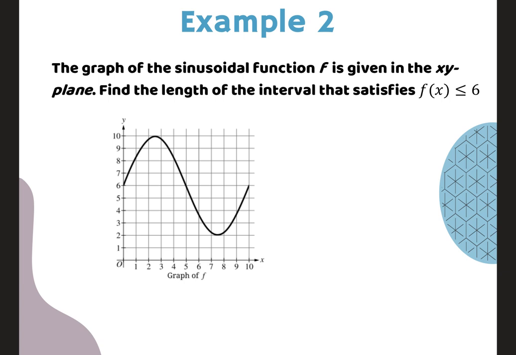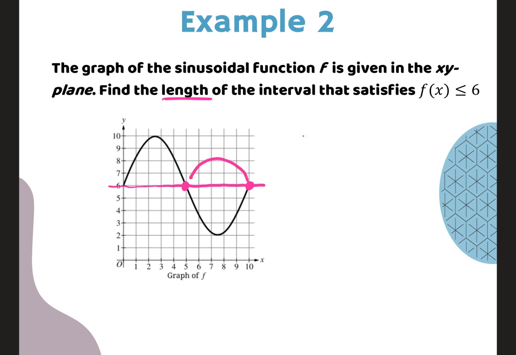All right, example 2 says the graph of the sinusoidal function f is given in the xy plane. Find the length of the interval that satisfies f of x is less than or equal to 6. So this time we don't need a graphing utility because it gives us the graph. F of x is the same thing as y, so y being 6 would be this line here, which is actually the midline of this graph. And I want to know the length of the interval, not what the interval is, that satisfies it. So I want to know from here to here, and less than or equal to means I'm going to include those points.